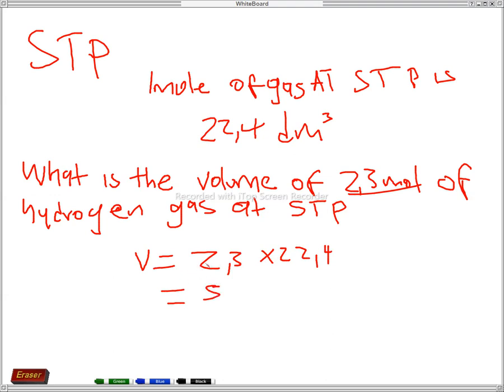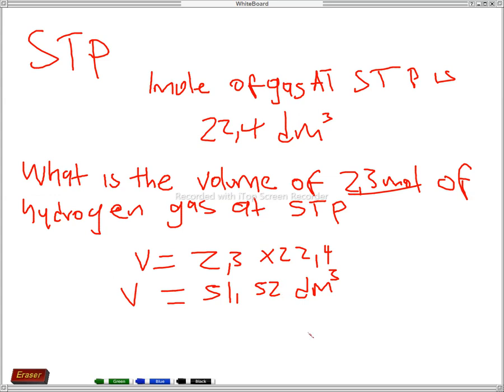You will get your volume as 51.52 decimeter cubed. So make sure every time you write your units on your final answer, you understand, because if you don't write your SI units there, you won't get a mark. You understand? They will penalize you for that. So make sure that you write that.